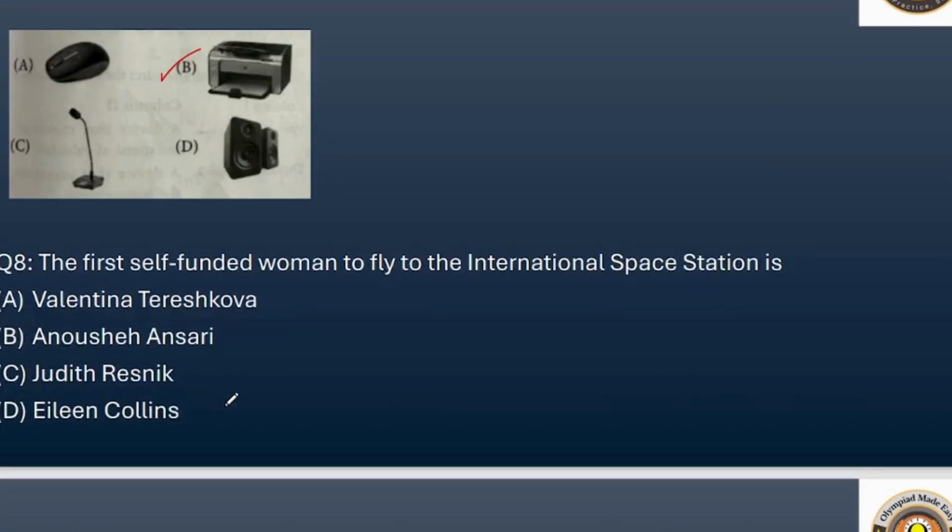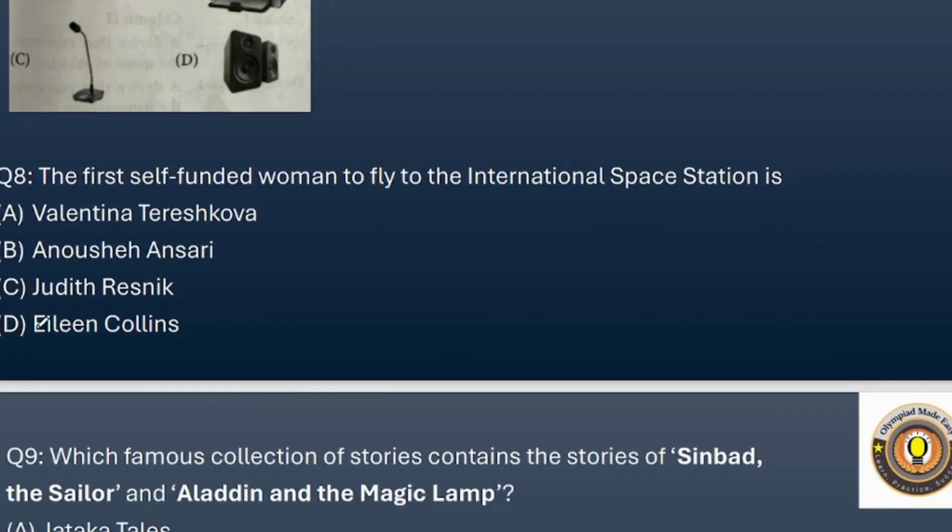The first self-funded woman to fly to the International Space Station is Anousheh Ansari. You should know this. Just keep the name in mind. The first self-funded woman to fly to the International Space Station. It is also called ISS. So it is quite possible that you might be given a question asking what is the full form of ISS, right?